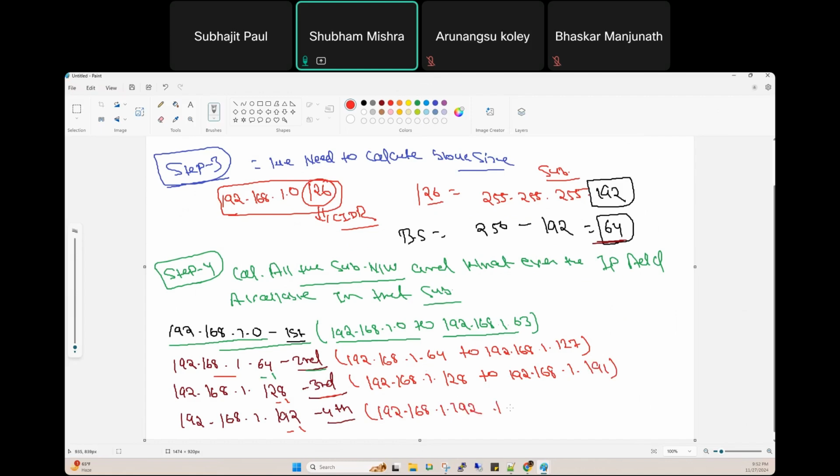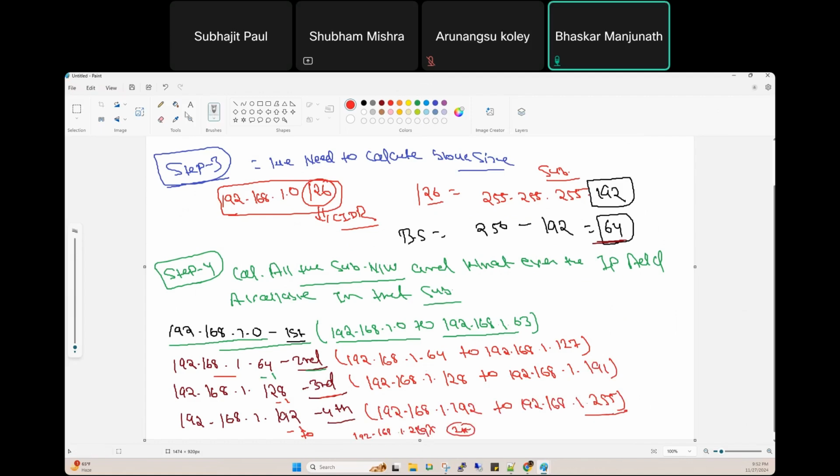192.168.1.192 to 192.168.1.255. Because when you add the 64, value will be, guys, 192.168.1.256. And that is not valid. But when you minus 1, value will be 255. That is the valid. Yes or no? Yeah. 2 power n minus 1 formula. So this is the range. Is this clear to all of you? Anyone here who does not understand the range? Let me know. Clear? Okay.